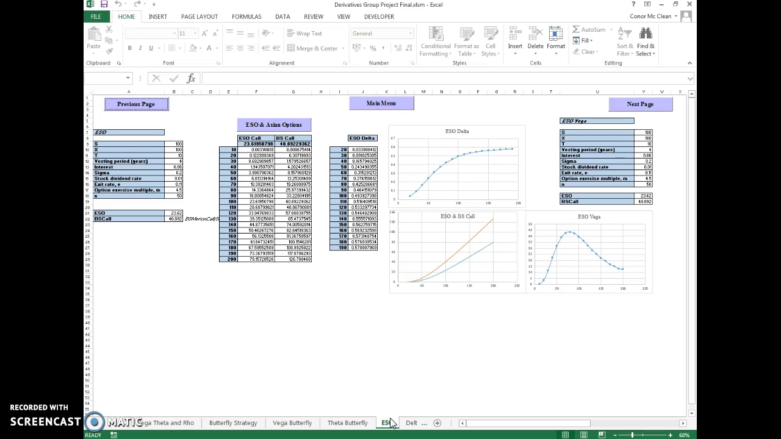Moving on, the ESO is here, and we calculated it through VBA also from Benninga. The ESO call is here and the Black-Scholes call is there. The graphs are here to highlight any differences, and the ESO vega is also found here.